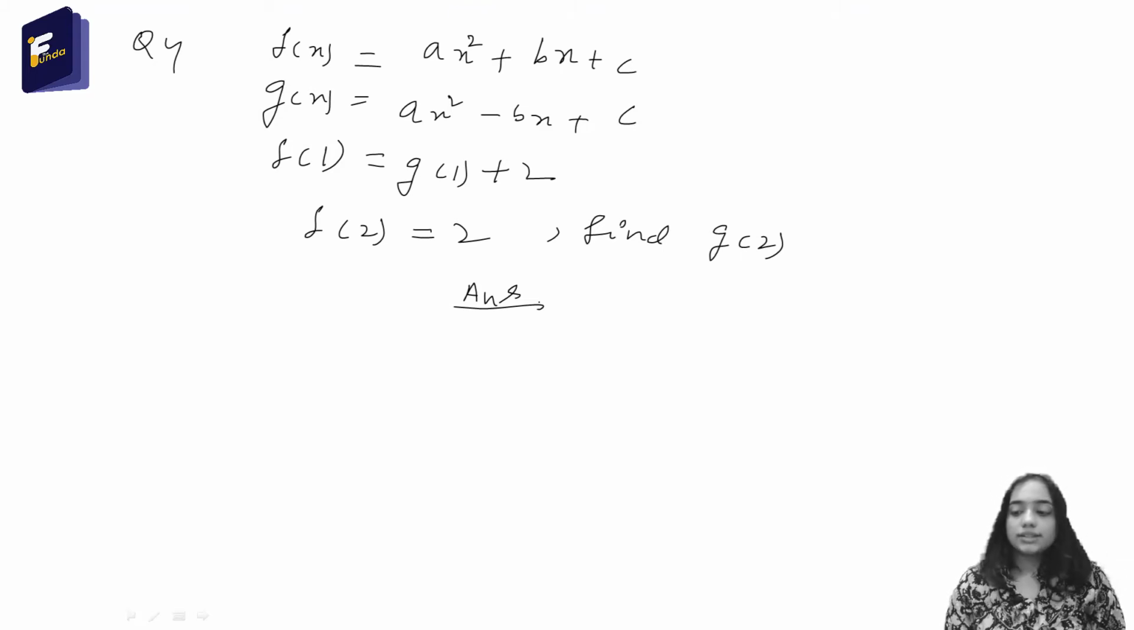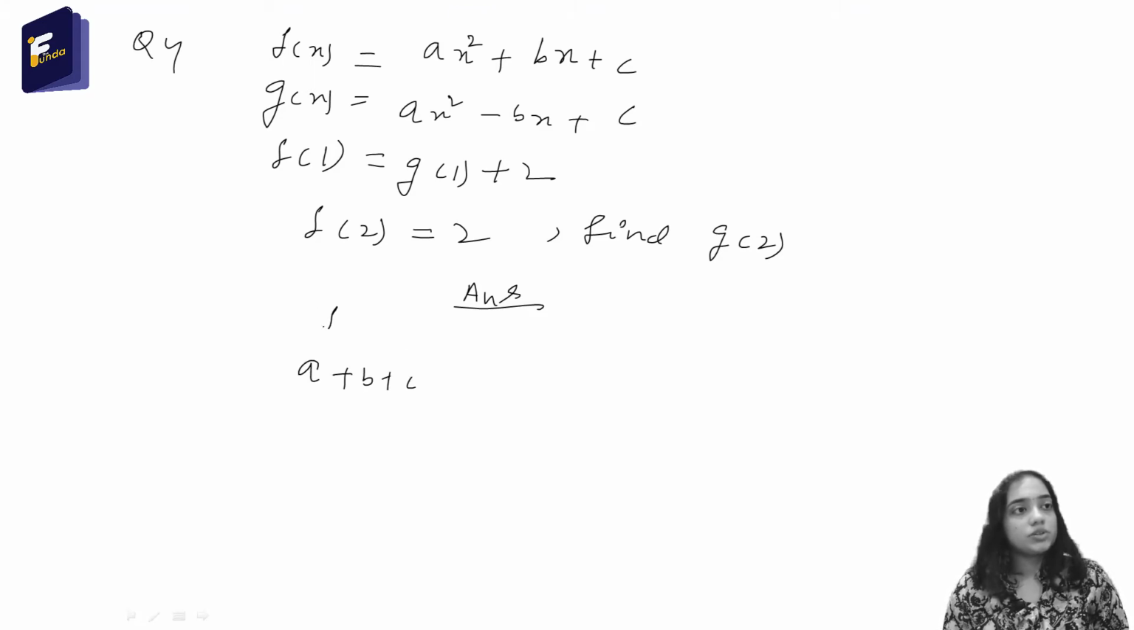Okay, so the answer is, first we are given the condition that f of 1 equal to g of 1 plus 2. So first we are going to use that condition. So what is f of 1? If we replace x by 1, it will be a into 1 square plus b into 1 plus c. So it will be a plus b plus c. So f of 1 equal to a plus b plus c.